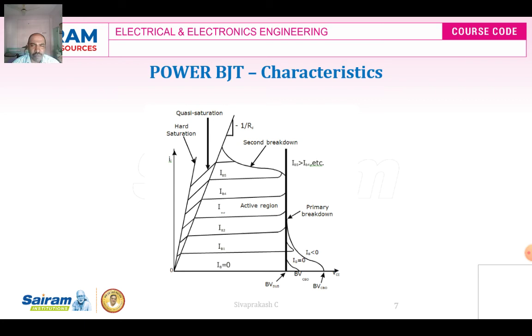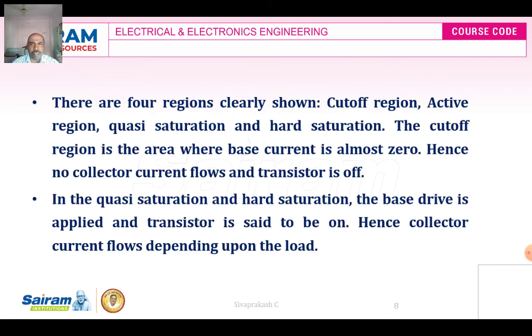And one more difference between the ordinary signal transistor and the power transistor is that you are observing secondary breakdown in the power BJT when compared to the ordinary signal transistor. And primary breakdown also you are observing here. The primary breakdown occurs due to avalanche breakdown, and secondary breakdown occurs due to thermal runaway due to high temperature and all. You got this? So this is about the power BJT.